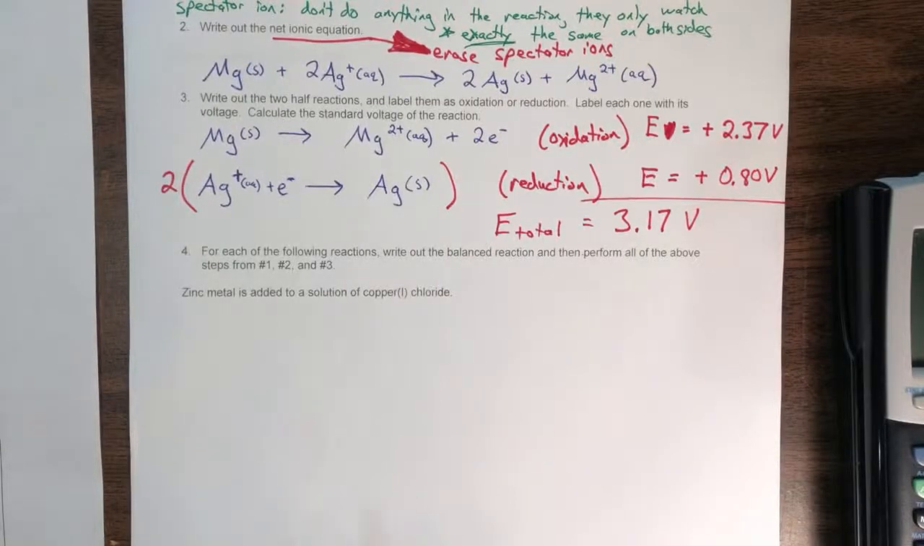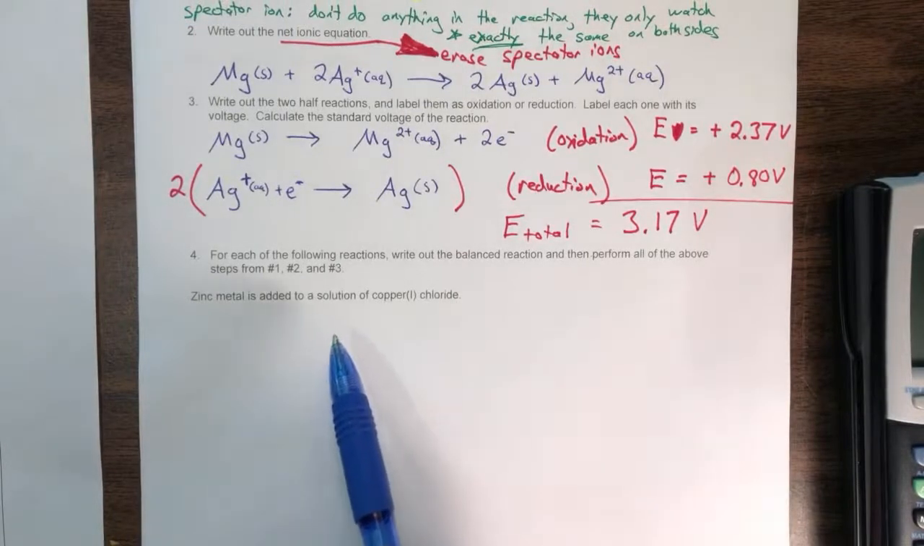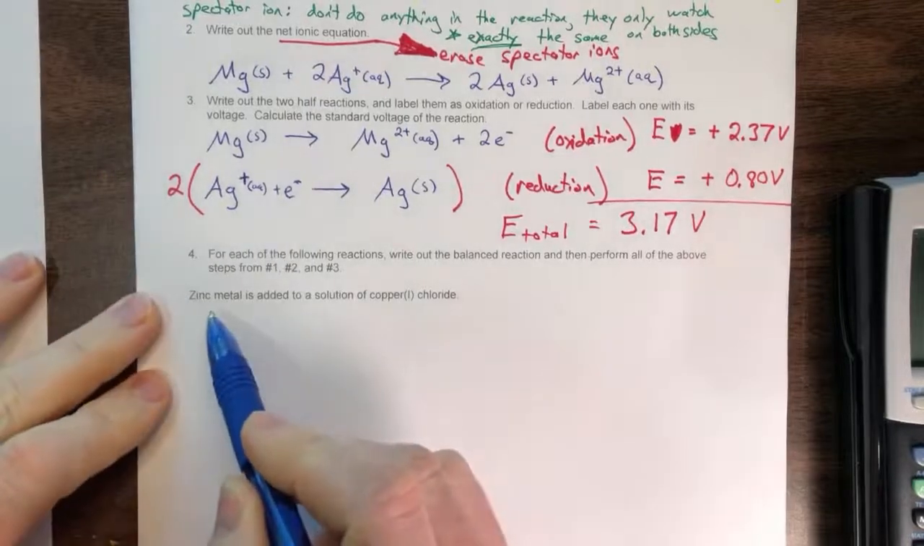All right. So we got zinc metal added to a solution of copper 1 chloride. Yep, Jonathan as always. All right, everybody else. And Max is here. All right. Hi, Max.